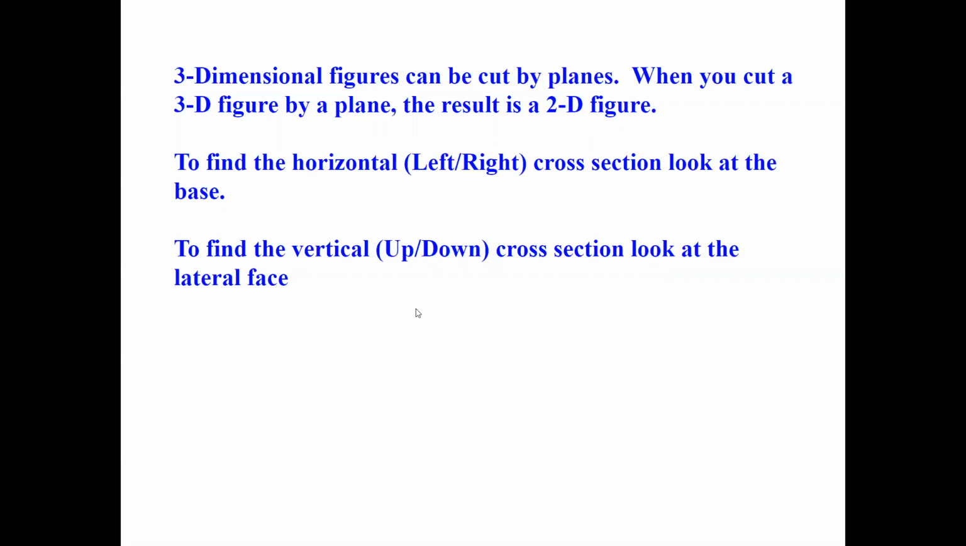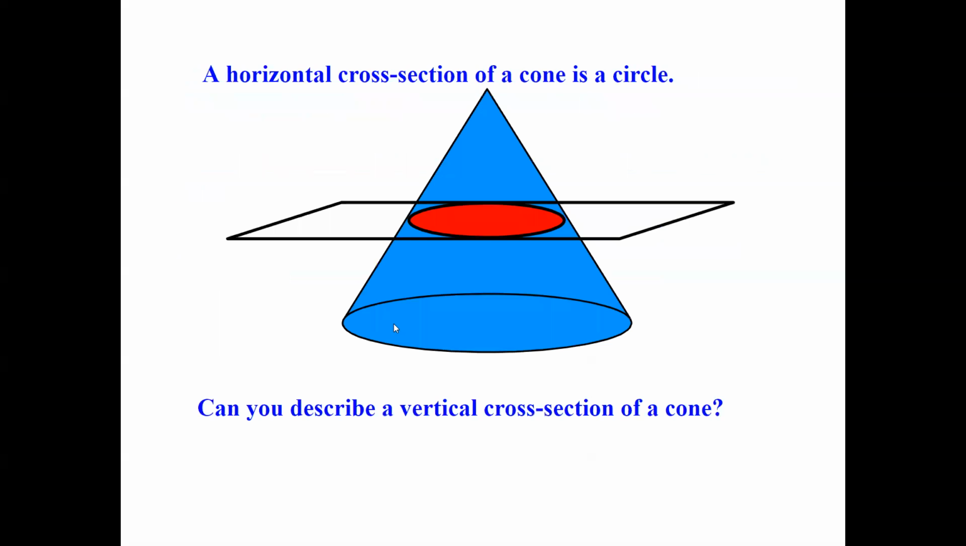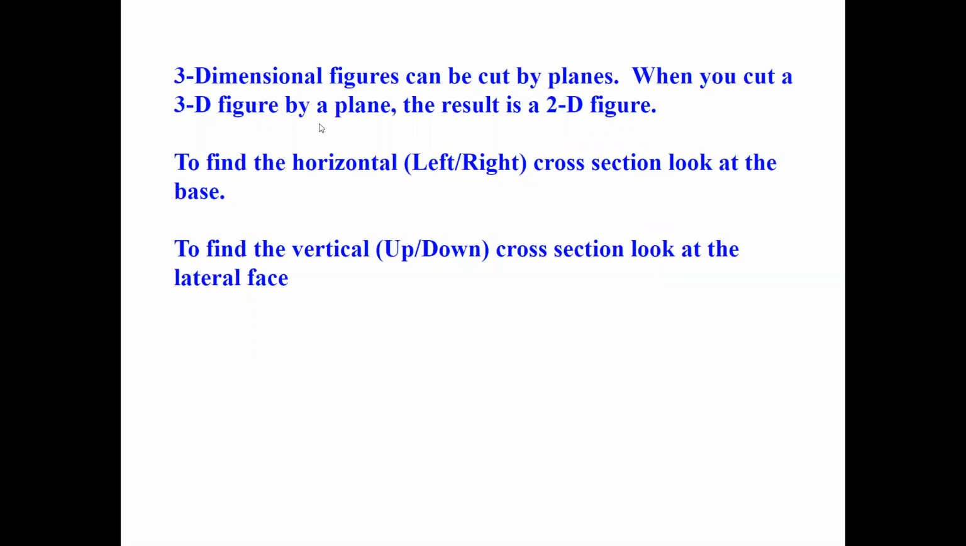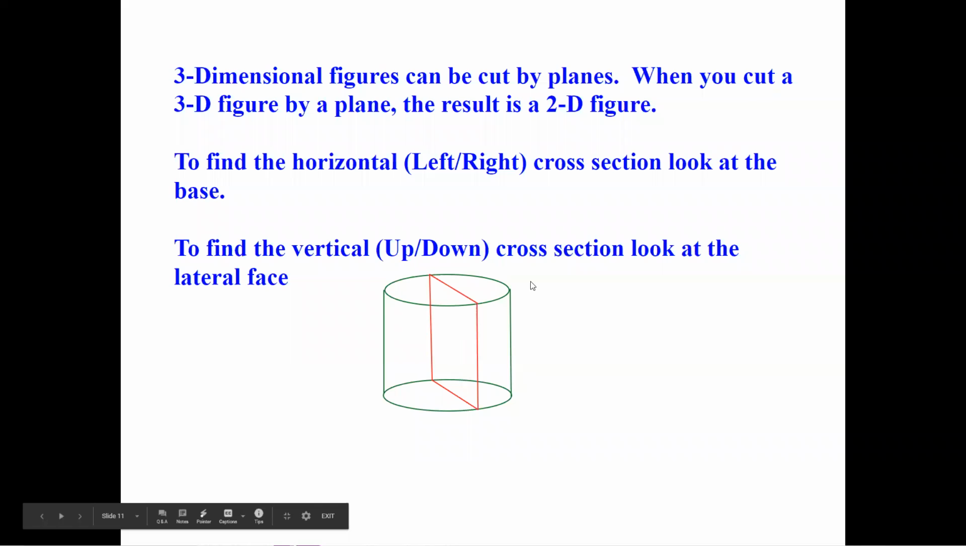If you're cutting a cylinder, that's when it gets a little bit weird because it's a smooth side. There is no lateral face. So if you just think about it being cut up and down, let me draw a picture real quick. So we've got a cylinder drawn in green. The cross section vertically or up and down is going to actually be a rectangle. So some of these things you either have to draw them out to kind of see them or just memorize them.